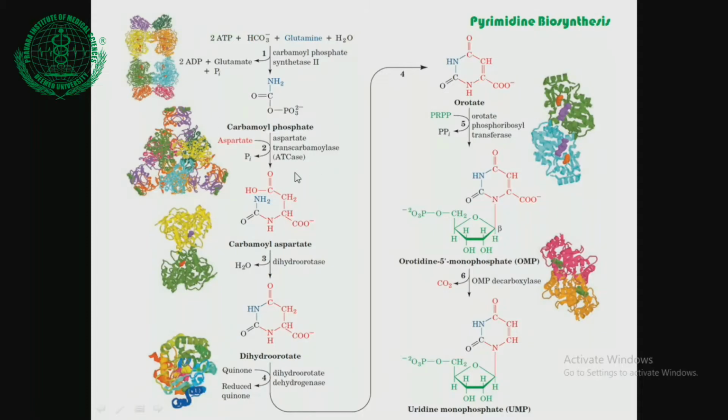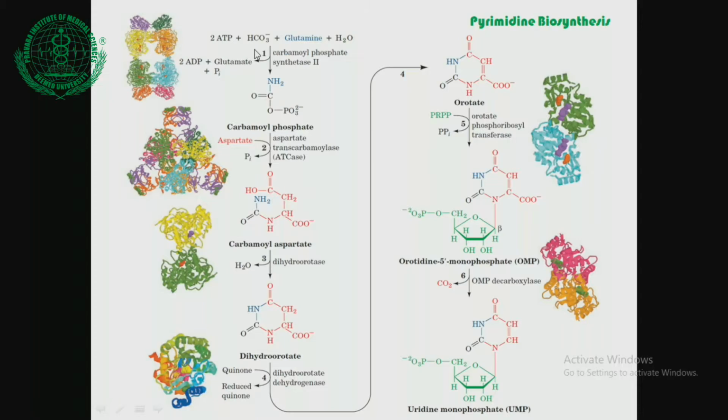This is a structural depiction of pyrimidine biosynthesis. The X-ray structures of various enzymes, these are the respective enzymes, and their respective X-ray structures have been shown. The pathway essentially begins with incorporation of two molecules of ATP, bicarbonate, glutamine, and water molecule. In the first place, bicarbonate is activated as a carboxyphosphate by getting one phosphate group from ATP. The first ATP donates one phosphate group to bicarbonate, and that gives you a carboxyphosphate.